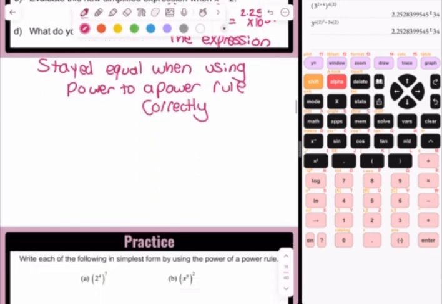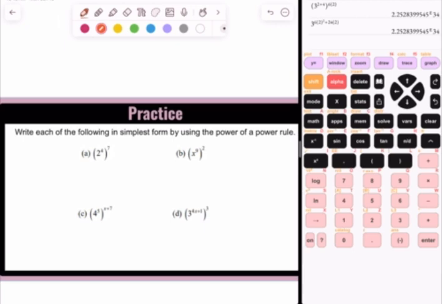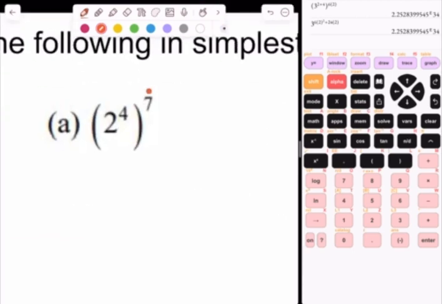Alrighty. Let's look at this practice. Write each of the following in simplest form by using the power of a power rule, which just says that we have to multiply the outside exponents by the inside. So those would be 2. 4 times 7 is 28.